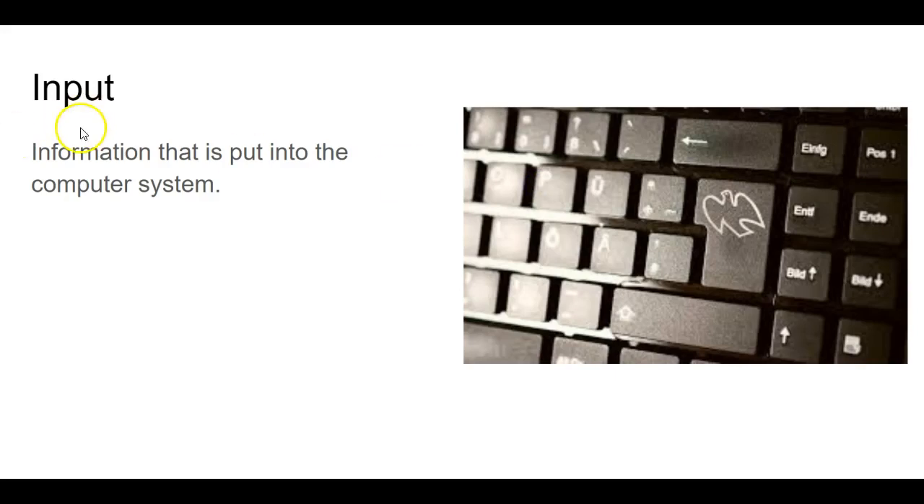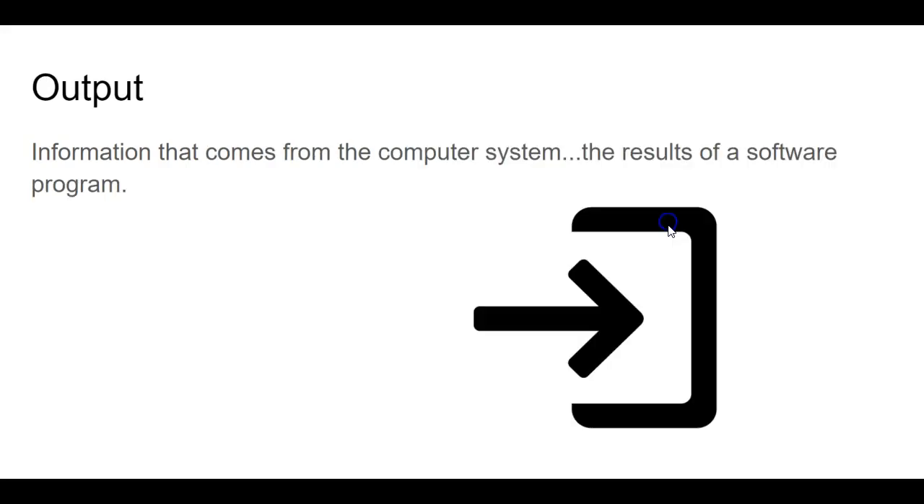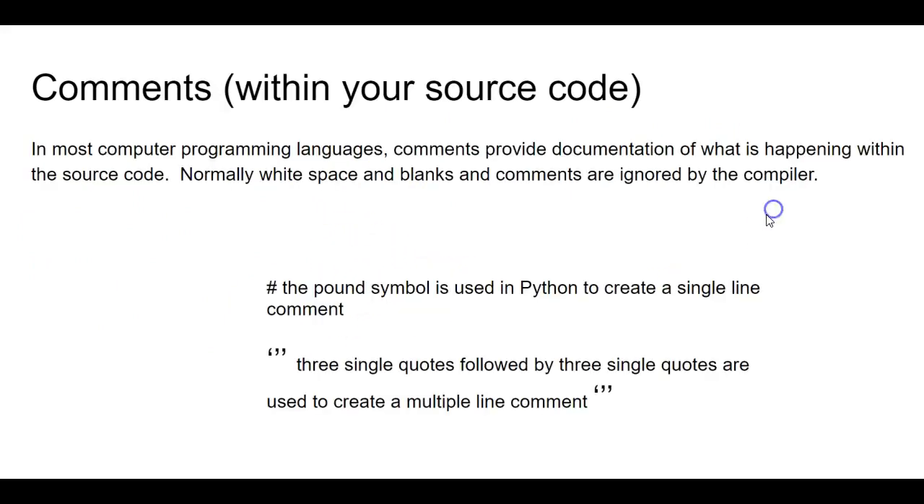Talk about the term input. It's the information that goes into the computing system. In this course, most of it's going to be from the keyboard. Output, it's information that comes out of the program or the software program. We take data in, we do something with it or process it, and then we output it.